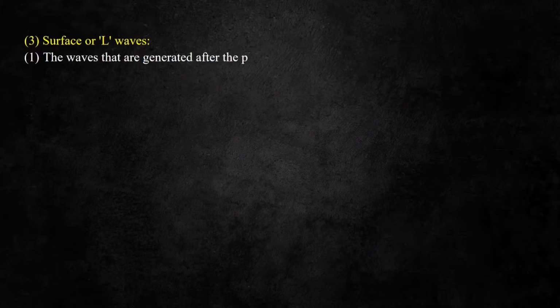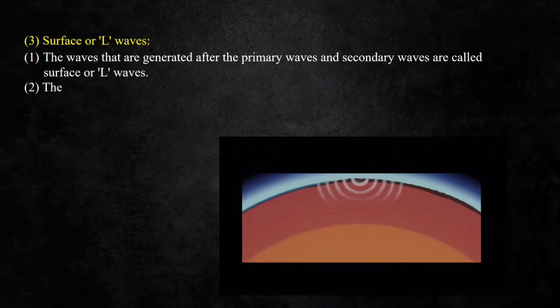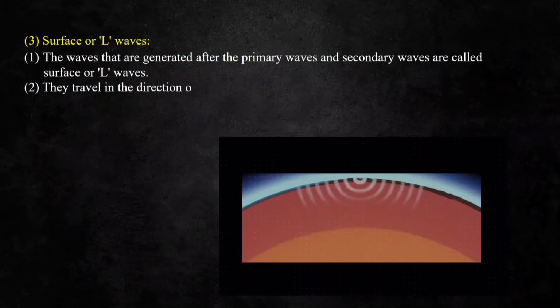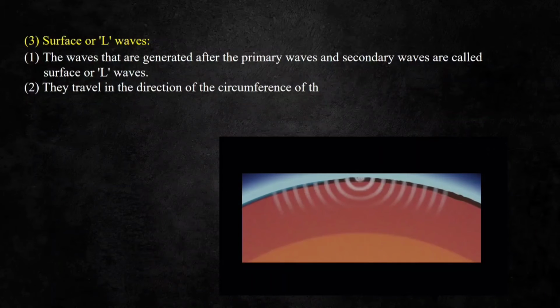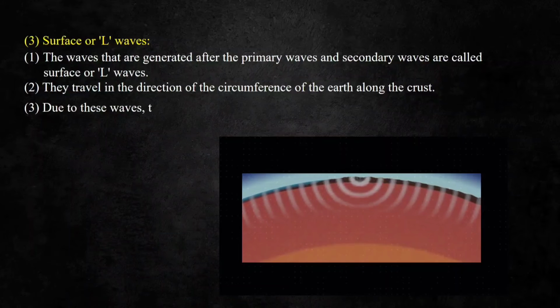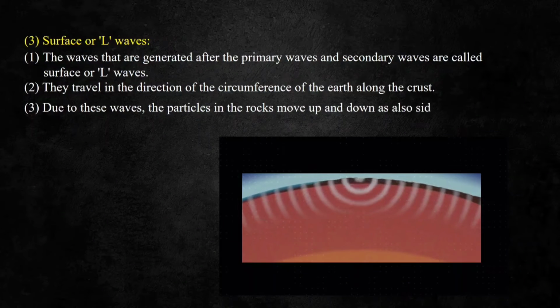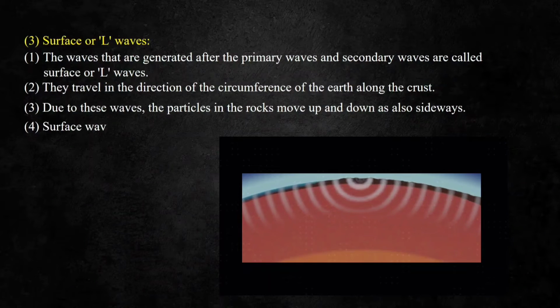The waves that are generated after the primary waves and secondary waves are called surface or L waves. They move in the direction of circumference of the earth along the crust. Due to these waves, the particles in the rock move up and down as well as side to side. Surface waves are highly destructive.